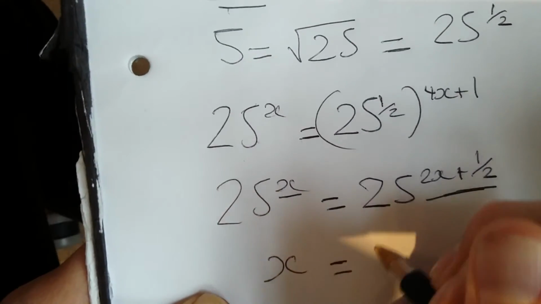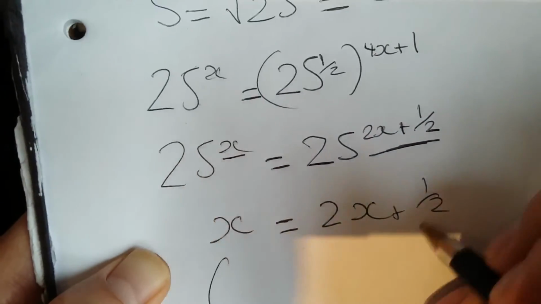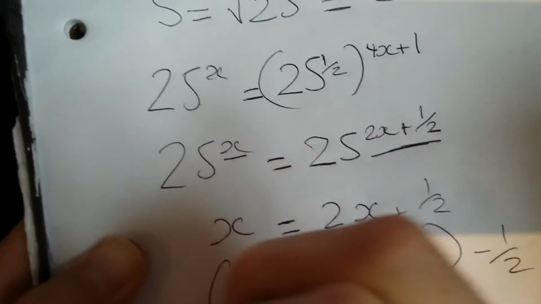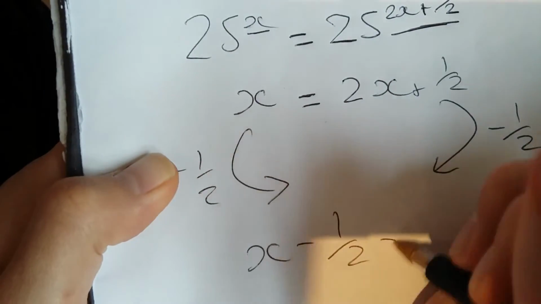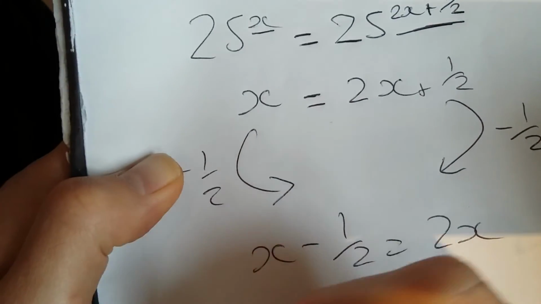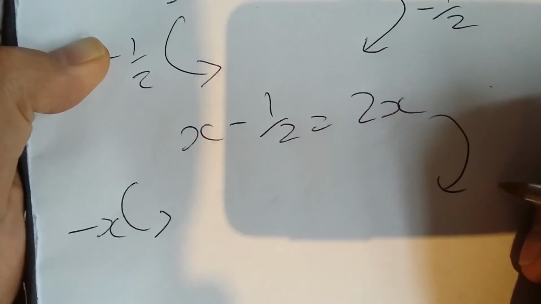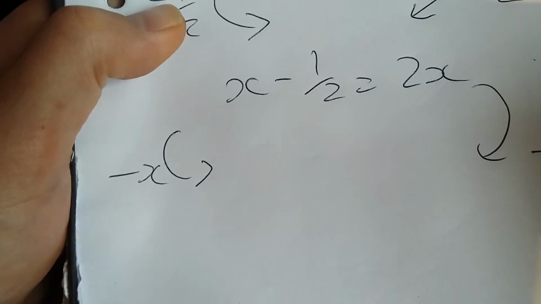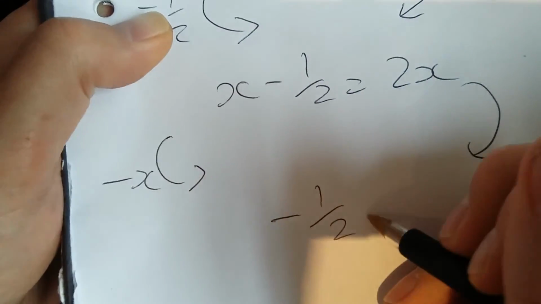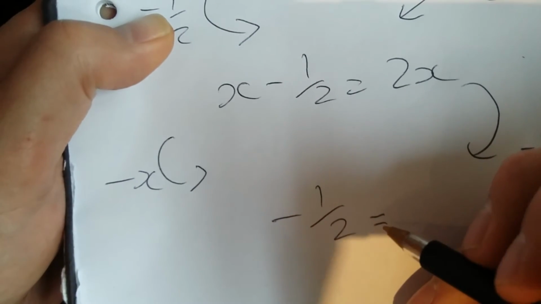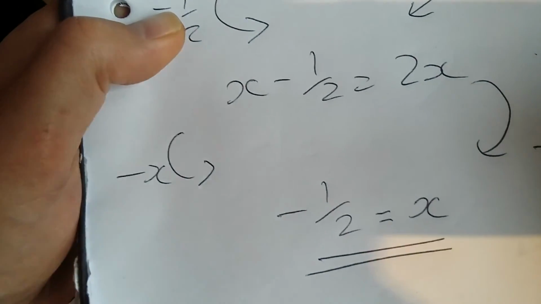So we have x equal 2x plus a half. Let's take a half off both sides. So we have x minus a half equal 2x. Let's take a minus x off both sides, and which brings us to a half equal x. So x equal a half, and that's your final answer.